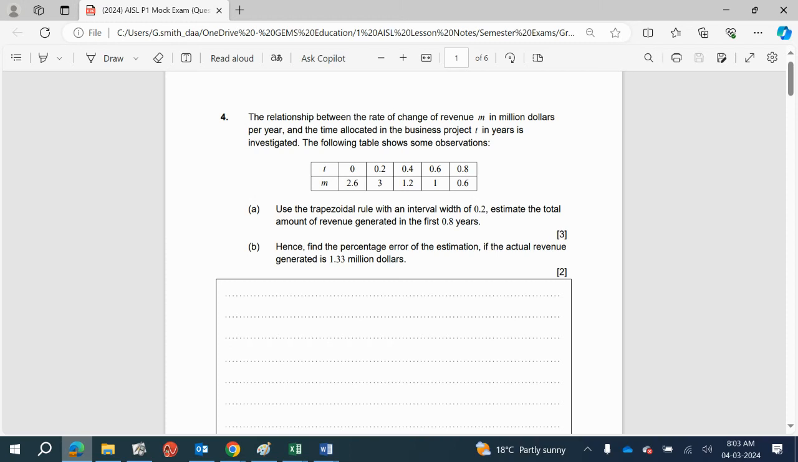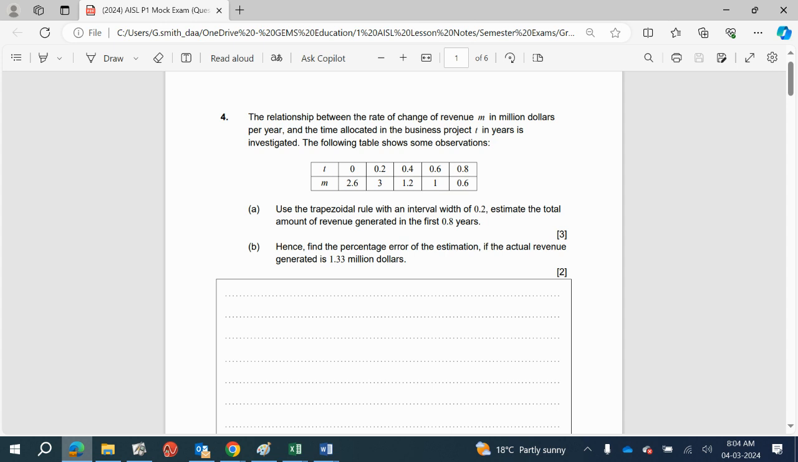Have a look at questions 4 and 6 from the mock; these are some of the questions we found a little bit difficult. So let's see how we go about this one. The relationship between the rate of change of revenue in millions of dollars per year and the time allocated in business project T in years is investigated. The following table shows some observations.